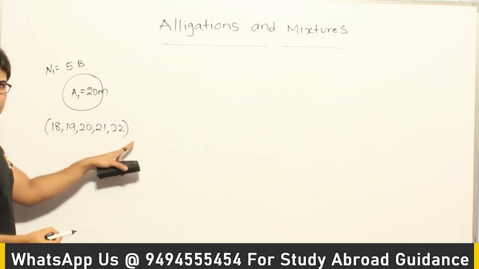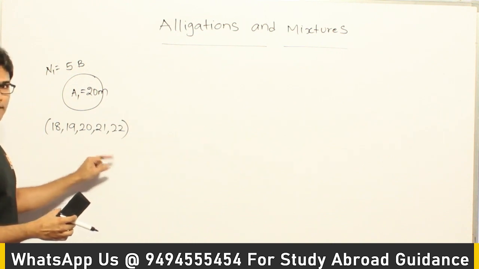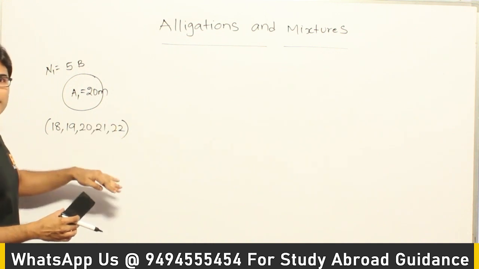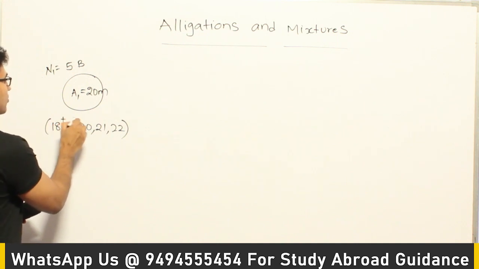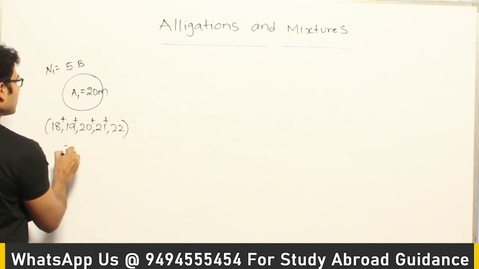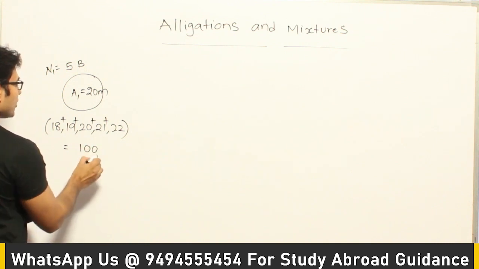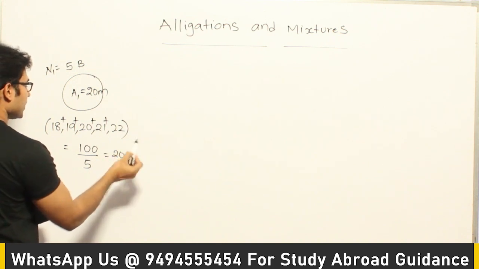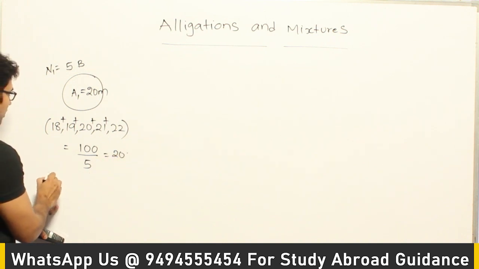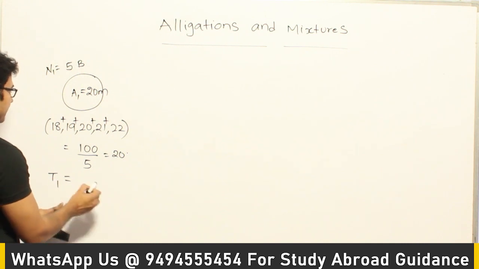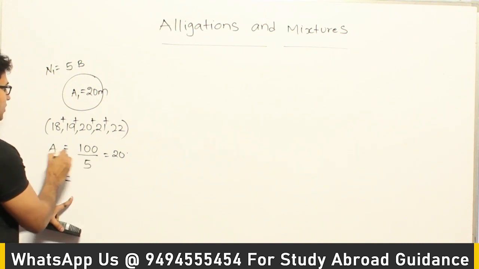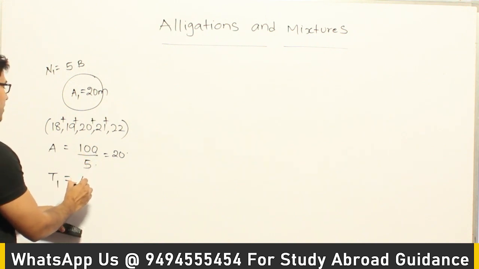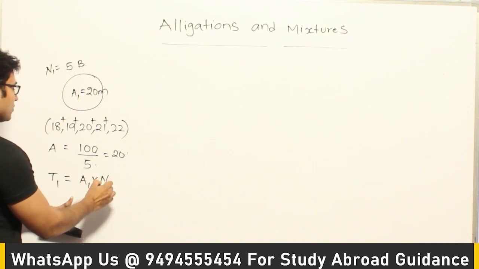Now how to find the average? We know that average is nothing but sum by total number. So you add all of them up, and if you add them all up, you get 100, divided by the total number of students, which is 5, therefore you get 20. So if average is equal to total by number, then the total marks is equal to average into number.